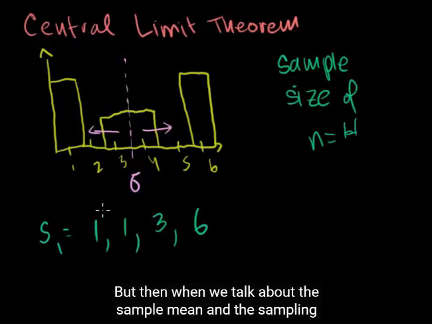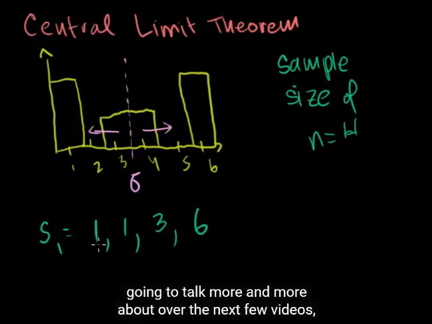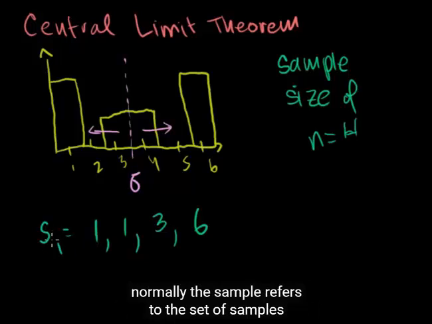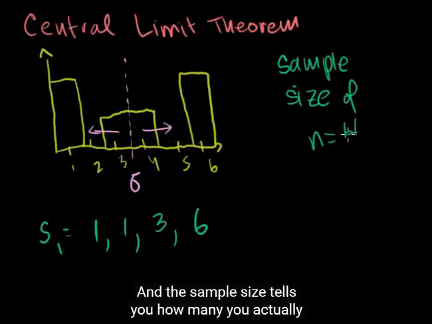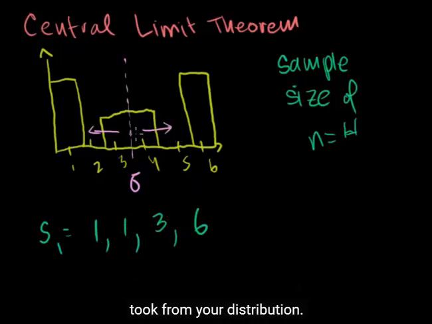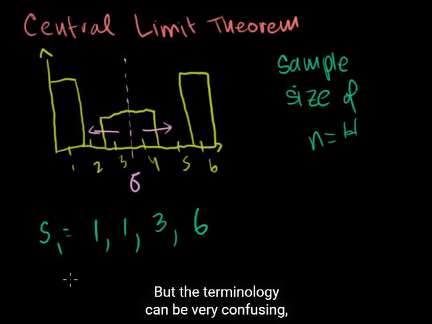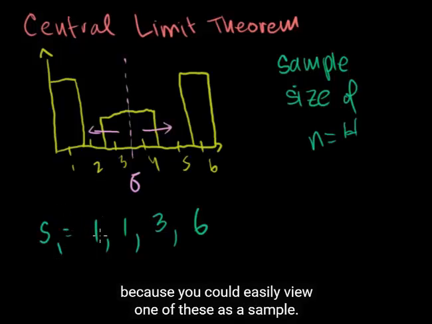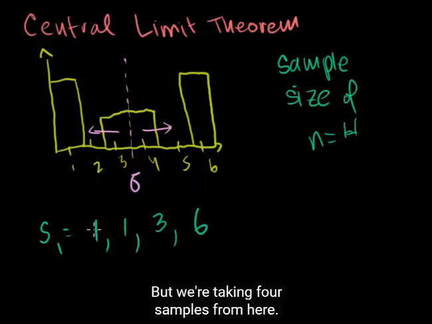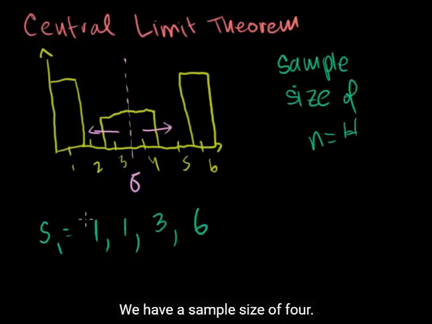But when we talk about the sample mean and the sampling distribution of the sample mean, which we're going to talk more and more about over the next few videos, normally the sample refers to the set of samples from your distribution, and the sample size tells you how many you actually took from your distribution. But the terminology can be very confusing because you could easily view one of these as a sample. But we're taking 4 samples from here. We have a sample size of 4.